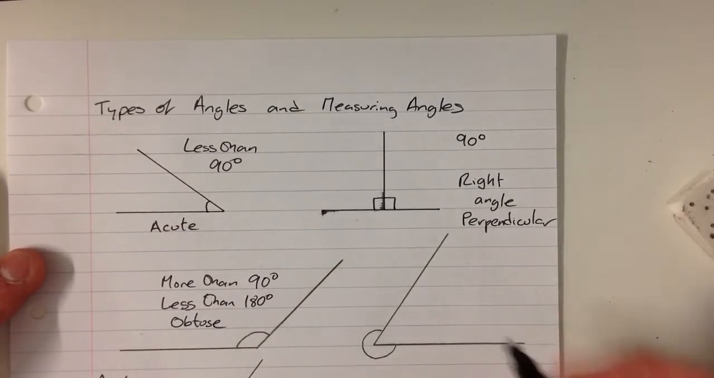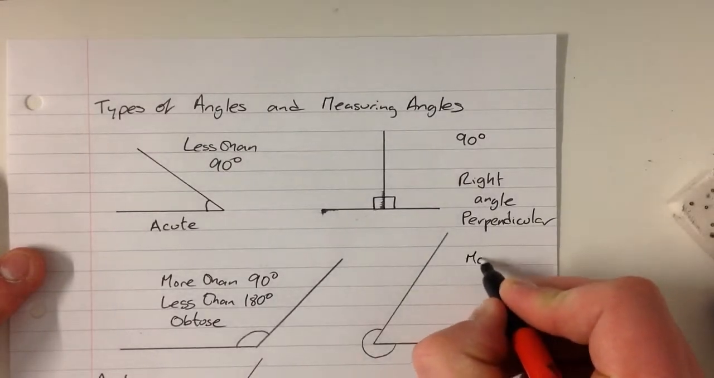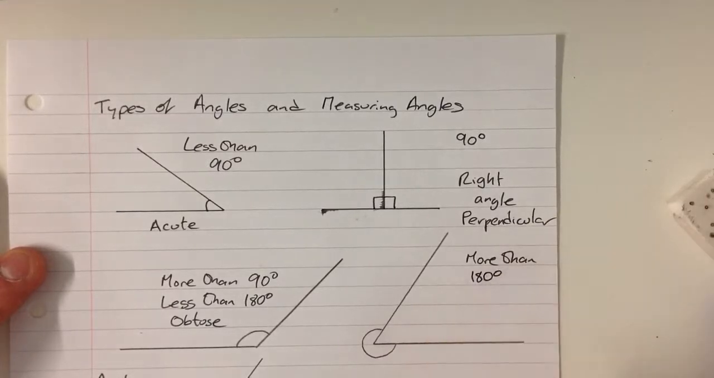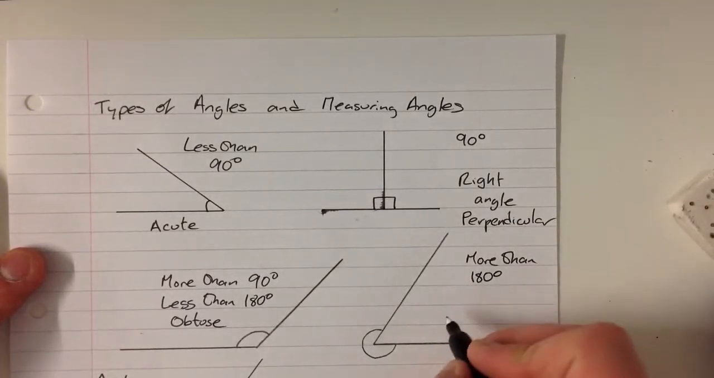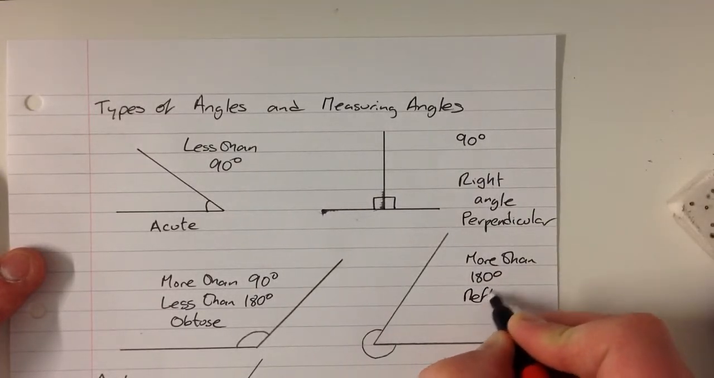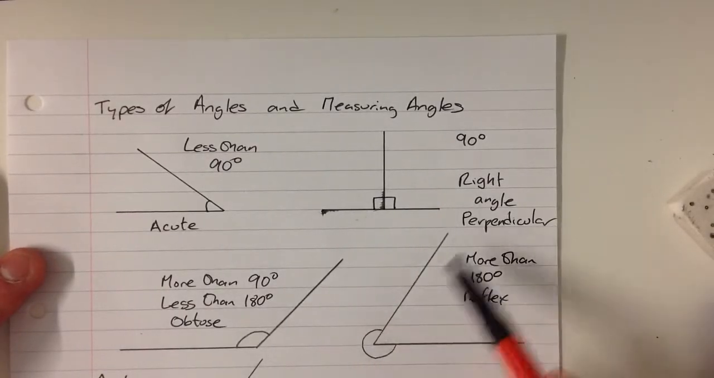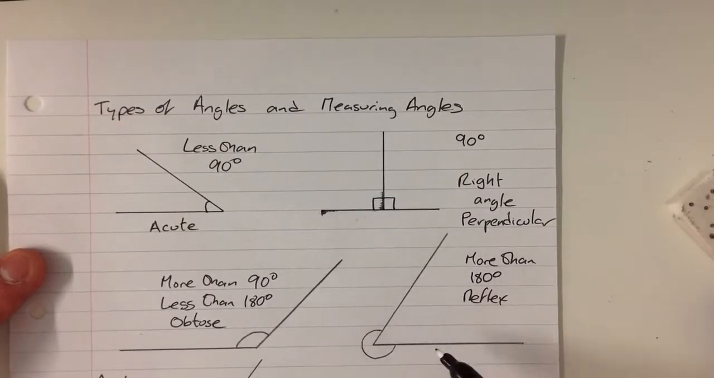And our final type of angle is more than 180 degrees. It's an angle that comes back on itself. It's a reflex angle. Easy way to remember that: it looks a little bit like a knee. It bends back on itself.